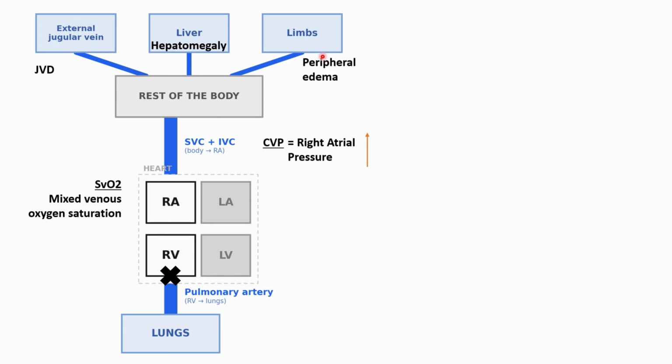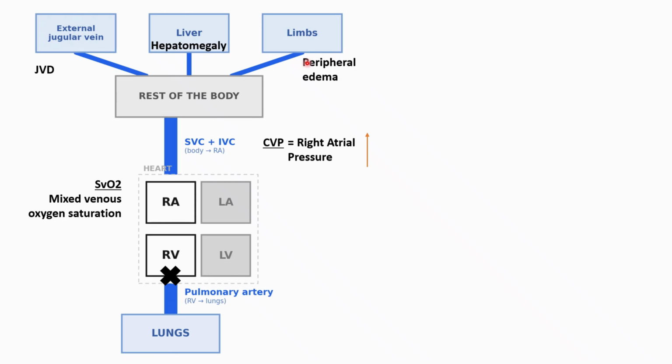You'll get peripheral edema. Just like fluid extravasates from the left atrium into the lungs and causes pulmonary edema in case of left ventricular failure, the same way in case of right ventricular failure, fluid will extravasate into the limbs and cause peripheral edema. Now, this will be more prominent in the lower limbs because that's the dependent portion of your body. So you'll see peripheral edema in case of right ventricular failure.